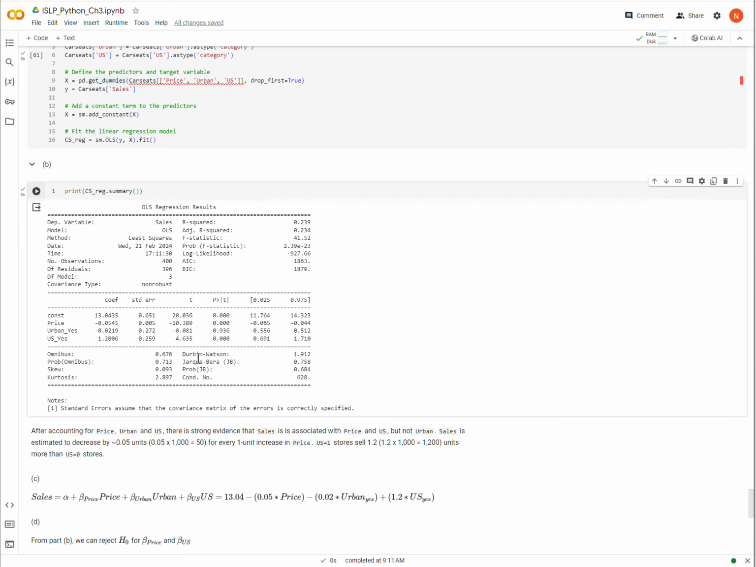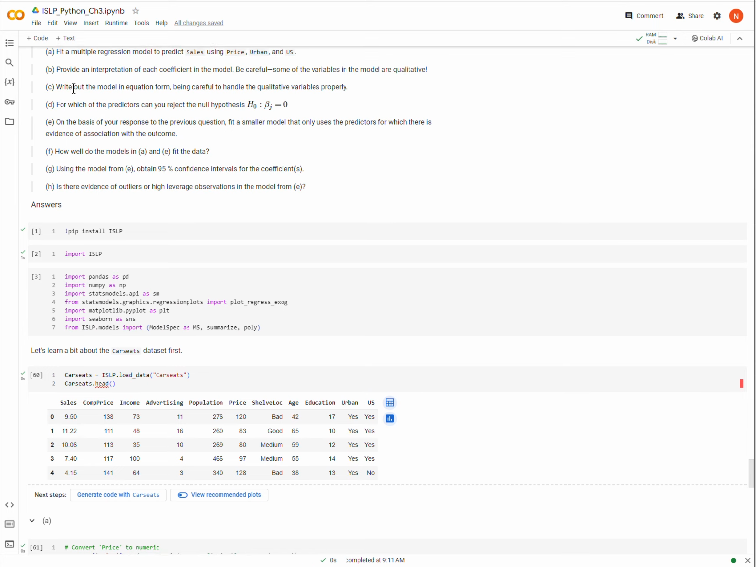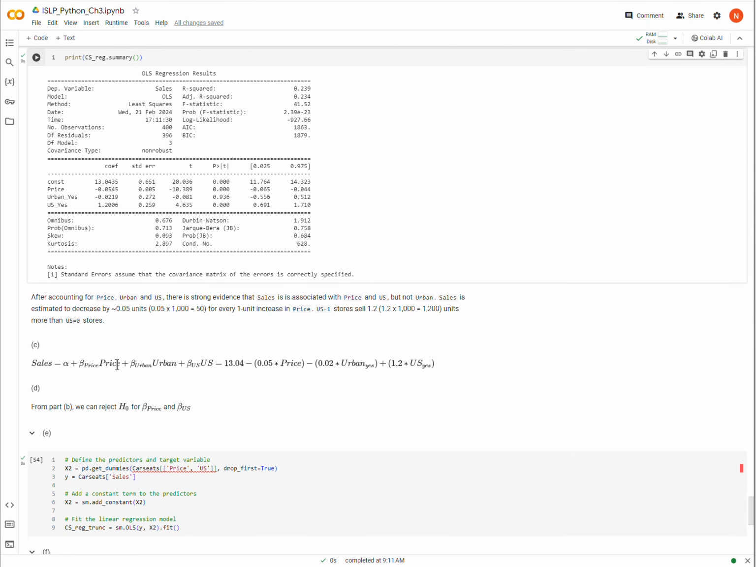And 1.2 times 1,000 car seats is 1,200 more car seats. Okay. Part C wants us to write out the equation for our regression. I've done that here, and you can look at it. But the generic regression is just alpha plus beta price times price, plus beta urban times urban, plus beta US times US, and then we can just plug in the values that we've estimated into the regression there.